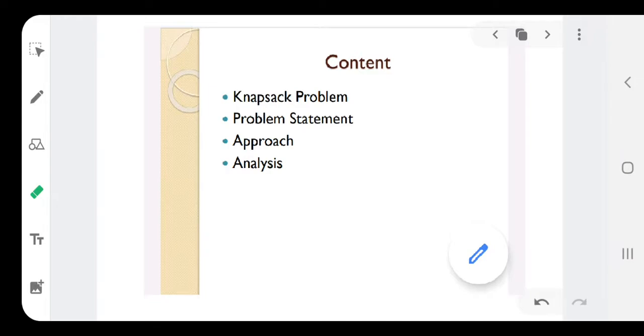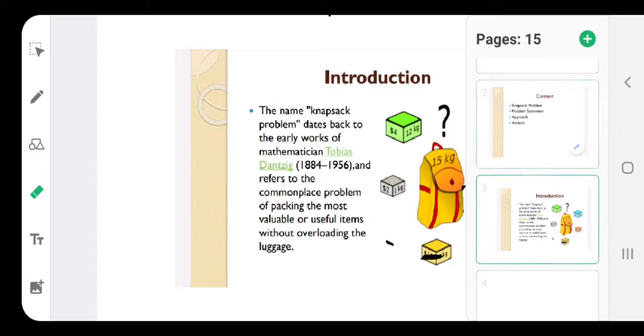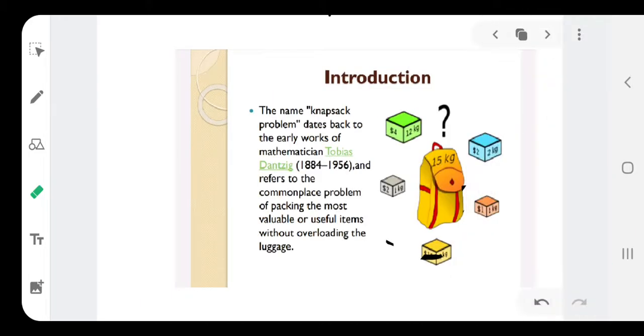In my session I am going to discuss what a knapsack problem is, the problem statement, how to solve the problem, that is, which approach we are going to use, and at last the analysis of the knapsack problem. To start with, first we'll see the knapsack problem.